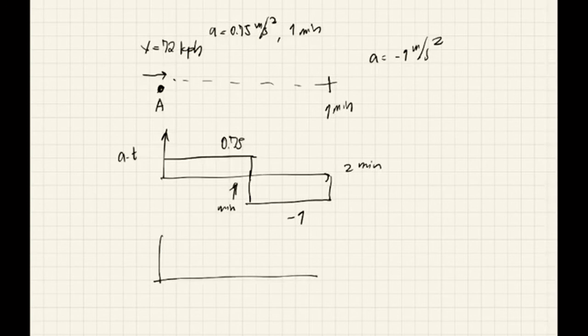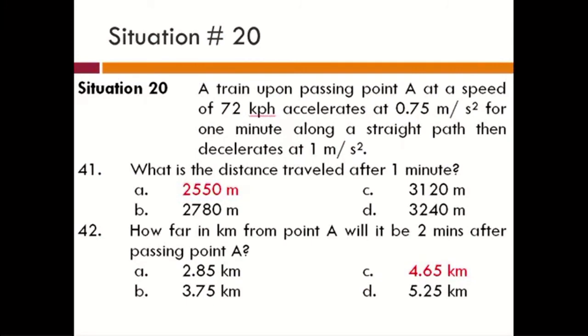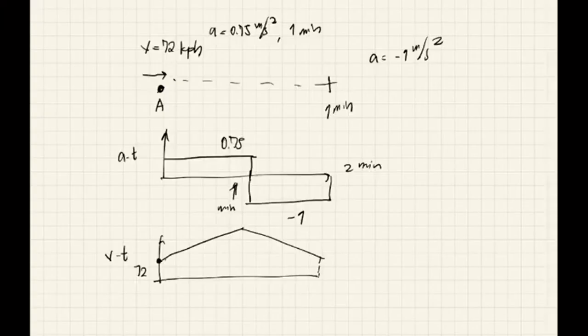Tapos, pagka dinrawing natin yung velocity time graph, magsisimula tayo sa 72 kasi that's its initial speed. Since constant yung acceleration, hindi magiging triangle yan, tapos baba. Kung ano man yung makuha nating area dyan sa ilalim ng velocity time graph, then that is the distance o displacement of the train after 2 minutes after passing point A. Okay, so kunin muna natin yung unang tinatanong, which distance traveled after 1 minute. Ito yun. Area ng trapezoid.